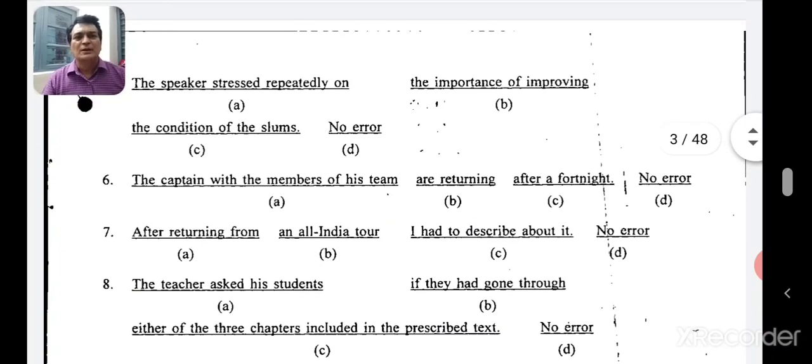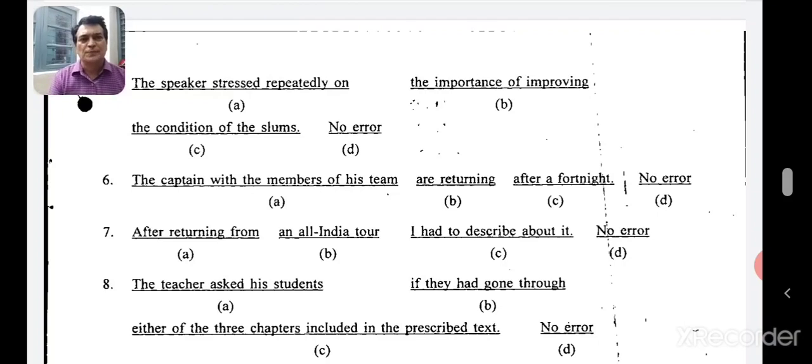So let's discuss the first one. I hope you attempted these 4 questions. Okay, shall we start with the fifth one? Now what is the verb there? Stressed. The speaker stressed on. The speaker stressed repeatedly the importance of improving the condition of the slums. On, preposition, is not required. So the answer is A. The error is in the use of the preposition on. The speaker stressed the importance of improving the condition of the slums.